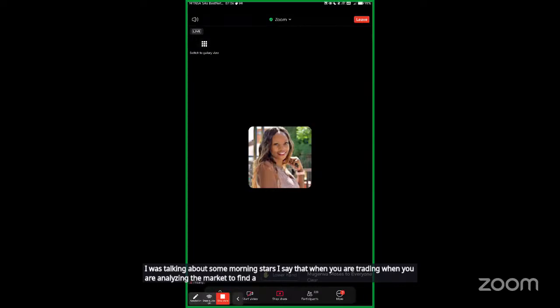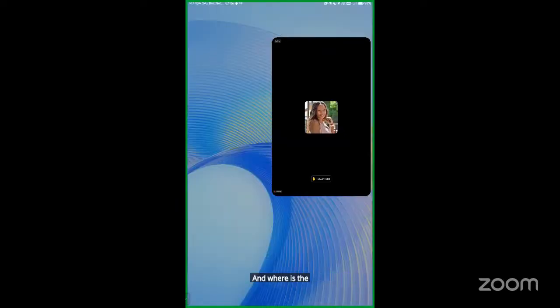I was talking about some morning stars. I said that when you are trading, when you are analyzing the market to find a good trade, one of the indicators of finding a good trade is a morning star. So let us look at this morning star. What does it do? And where is the location of the morning star?